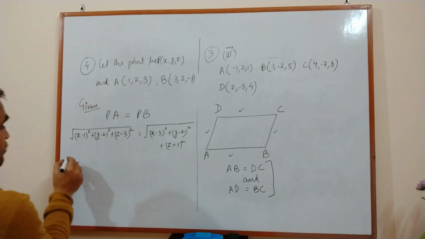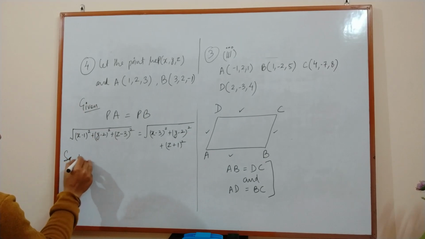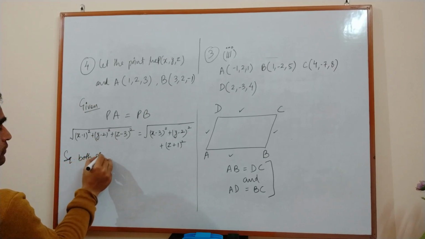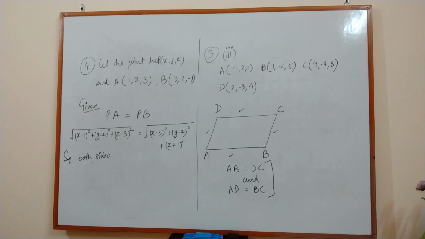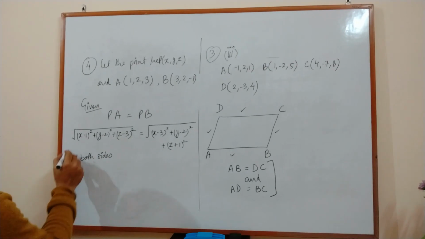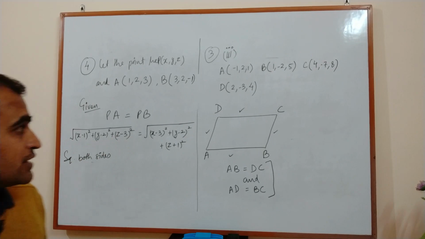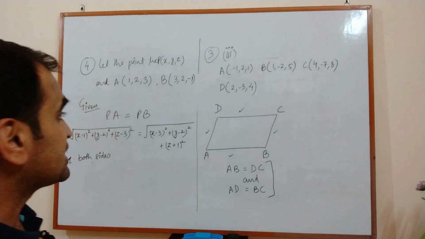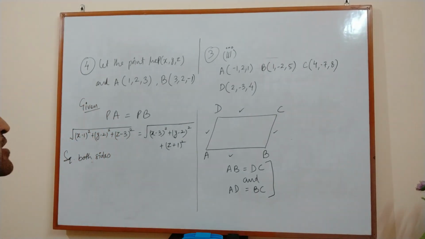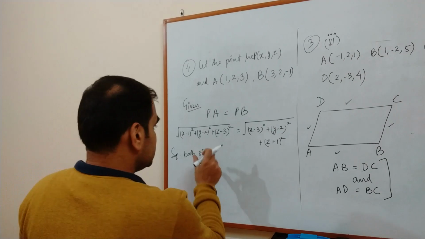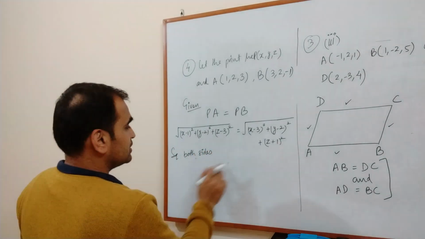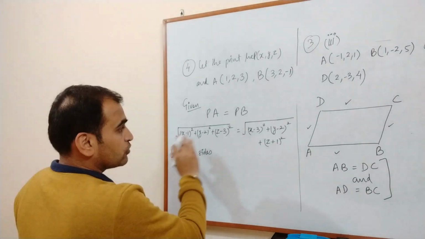Now, squaring both sides. By squaring, the square root will be removed and we will get (x minus 1) whole squared plus (y minus 2) whole squared plus (z minus 3) whole squared, and on the right hand side (x minus 3) whole squared plus (y minus 2) whole squared plus (z minus 1) whole squared. Hope it is very easy till now, right? Now we have to open these whole squares as well.